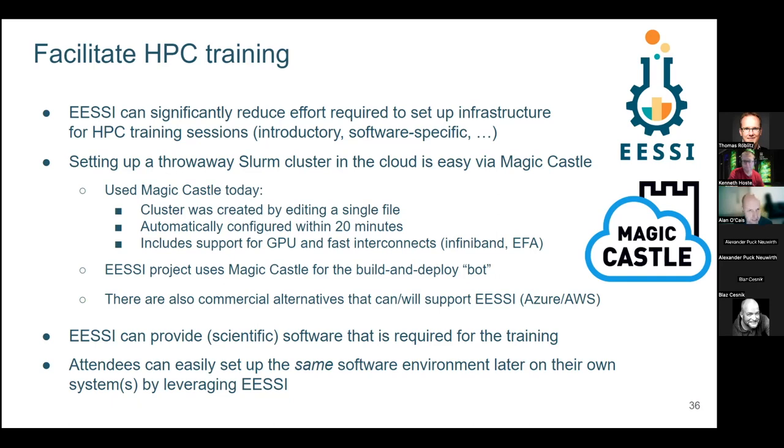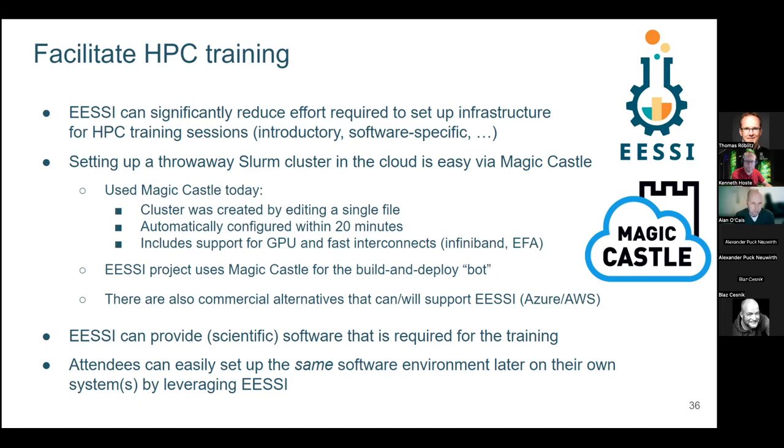So we used Magic Castle today. Creating a cluster was basically just editing a single file. It automatically configured and made that cluster available within about 20 minutes. Magic Castle supports GPUs, NVIDIA GPUs, and also supports fast interconnects as well. So we have tested Magic Castle with InfiniBand that you can find on Azure, and with this EFA fabric that you can find in AWS as well, and it works and is shown to scale.